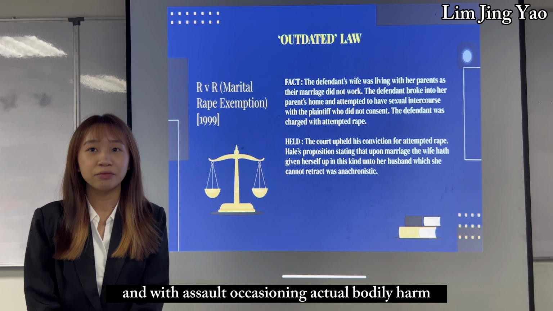Each is seen as equal partners in marriage. Sir Matthew Hale, in his History of the Pleas of the Crown, wrote, "But the husband cannot be guilty of rape committed by himself upon his lawful wife, for by their mutual matrimonial consent and contract the wife hath given herself up in this kind unto her husband, which she cannot retract."